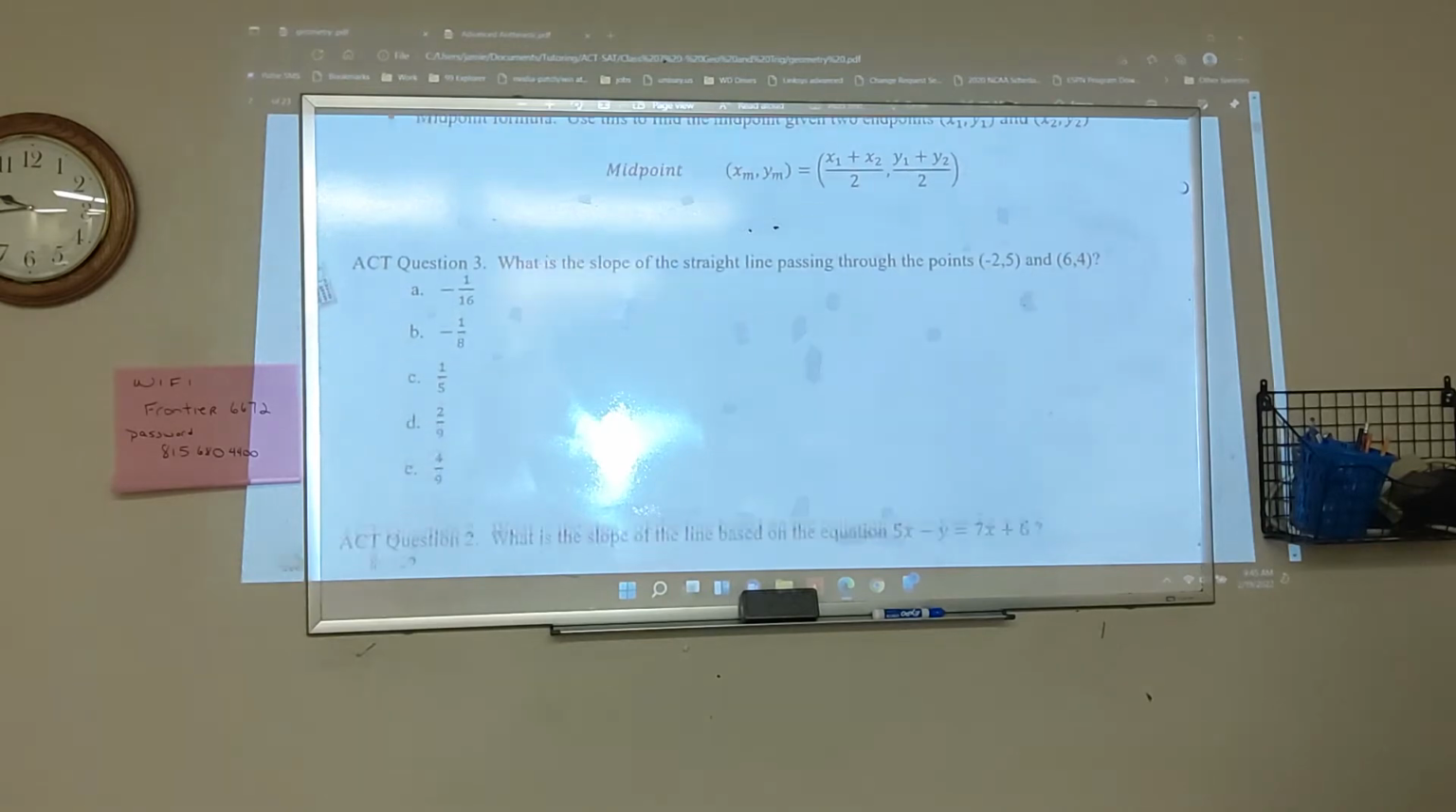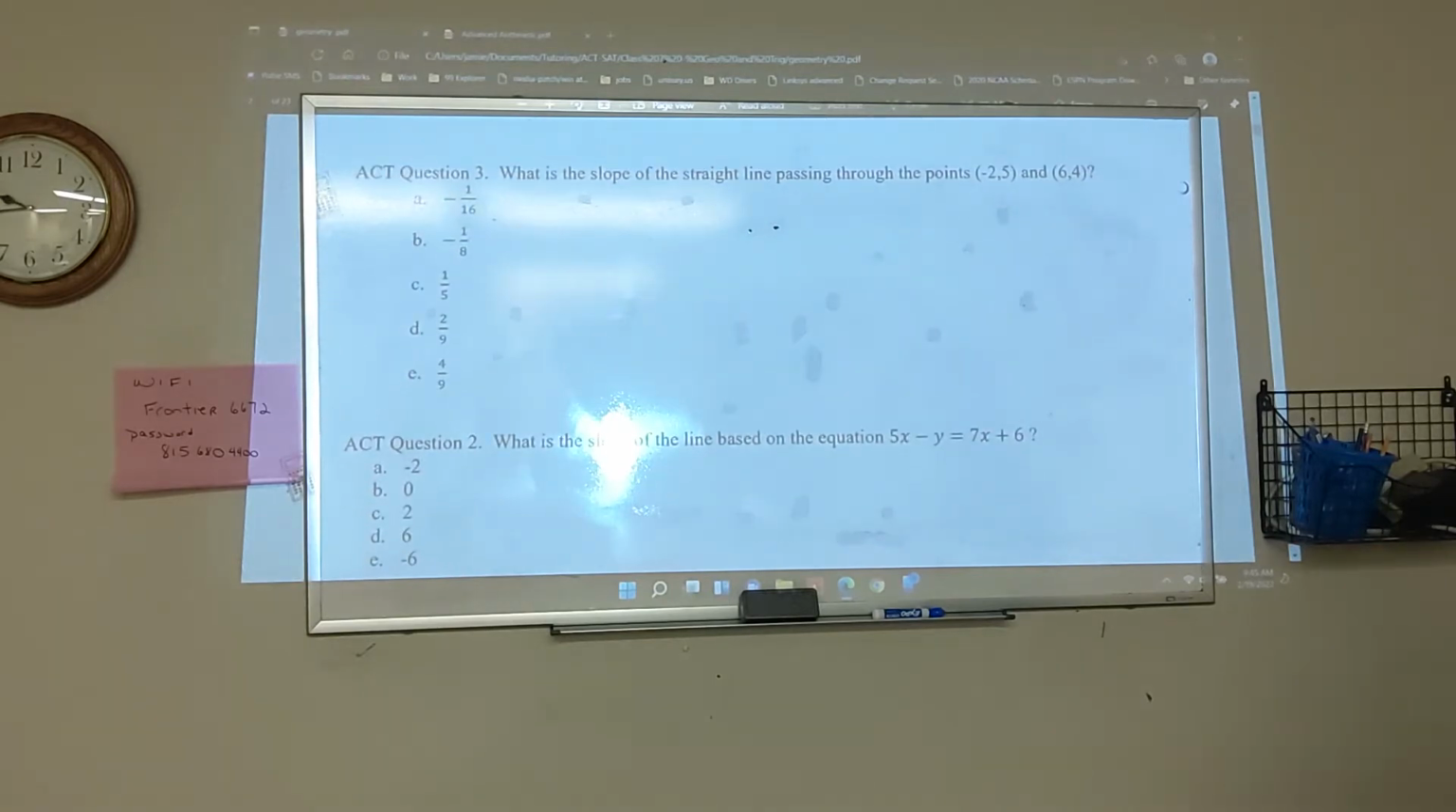ACT number 3 is yours to do for homework. It's just finding the slope from 2 points. So just apply your slope formula.